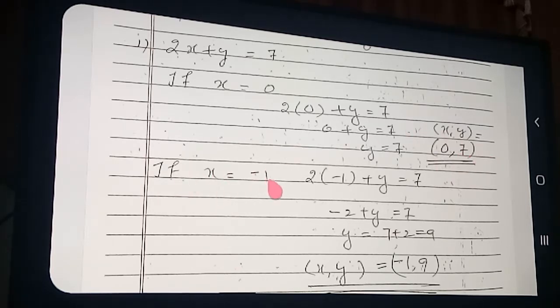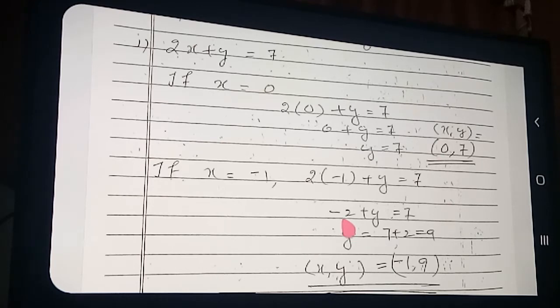Now x is equal to minus 1. Again the same method, repeat here: 2 into minus 1 plus y equal to 7. So minus 2 plus y equal to 7. Now this minus 2 goes to the right hand side and the sign will change. Minus going to the right hand side becomes plus, and plus going to the right hand side becomes minus, and division going to the right hand side becomes multiplication, and multiplication going to the right hand side becomes division. Whichever operation is there, just the opposite operation will come when the numbers move from the left side to the right side or from the right side to the left side.